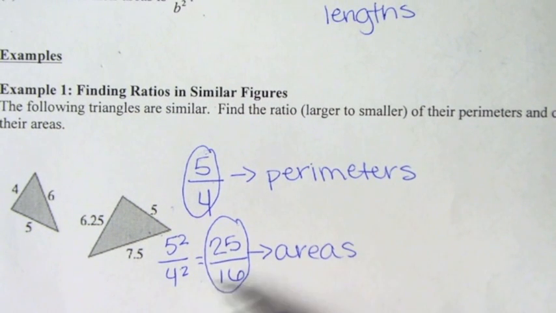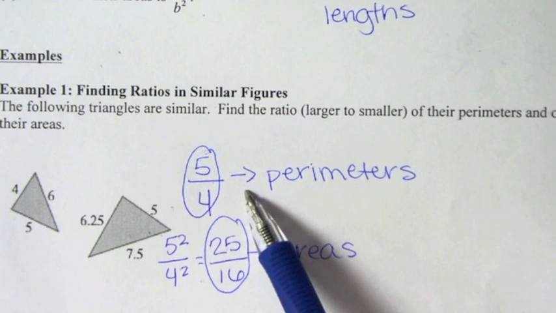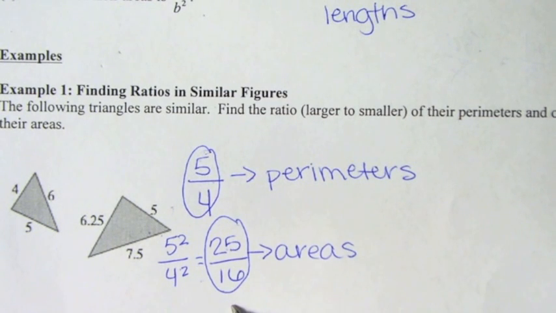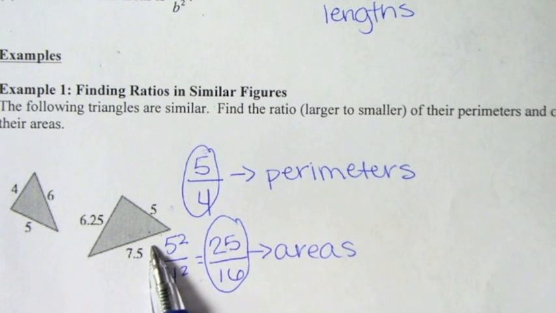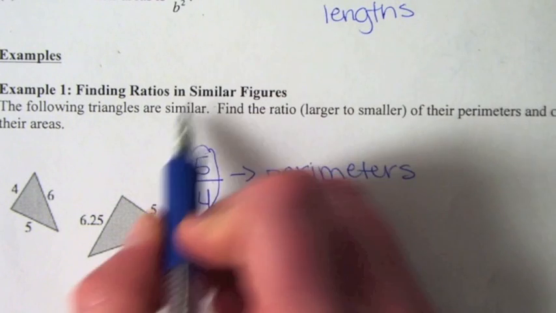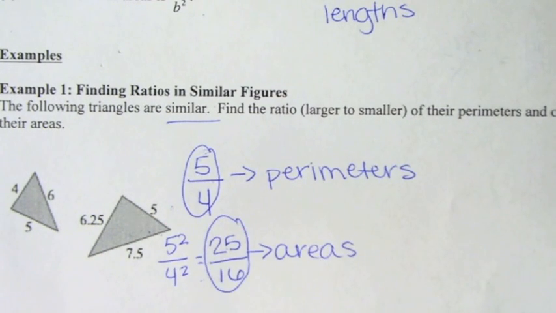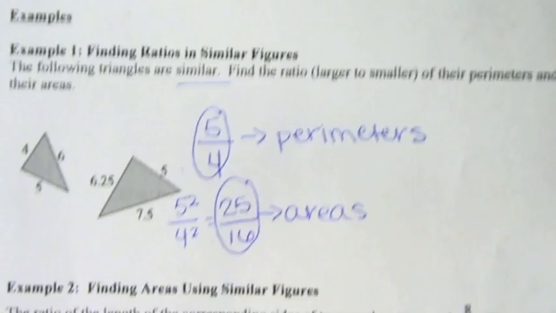Okay? So that's all we do on this one. We have our perimeter ratio and our area ratio. That is how the perimeters and areas of these two figures compare to each other. Okay? Because they are similar. Keep that in mind.